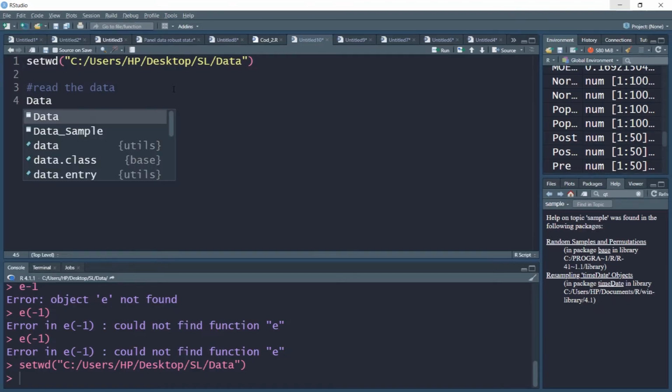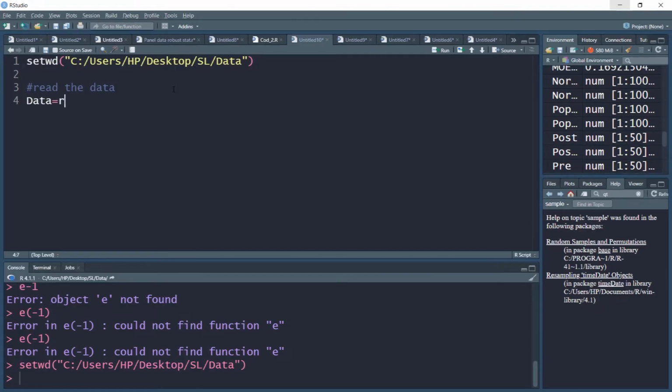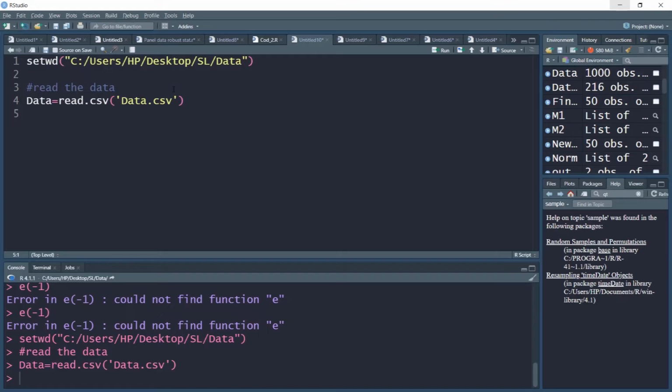Remember, our data is stored at this location, and I simply need to run this read.csv command without giving any location, simply because our working directory is already appropriately set. I can run this data.csv read.csv command, and I can easily read it.